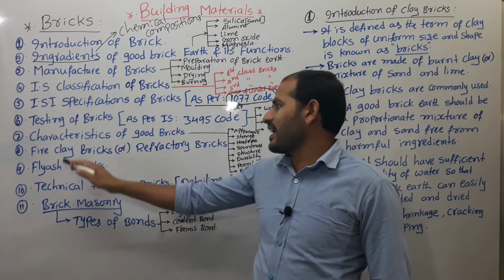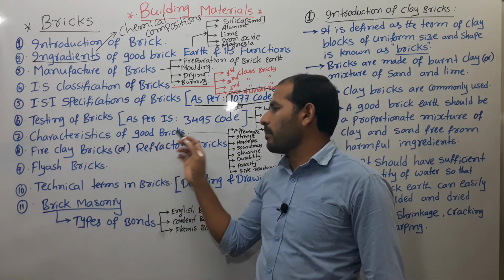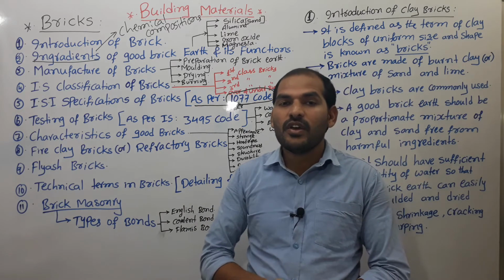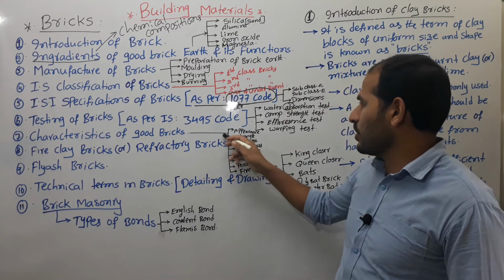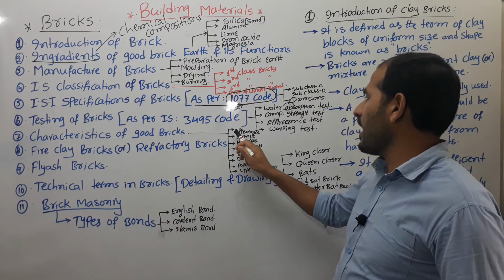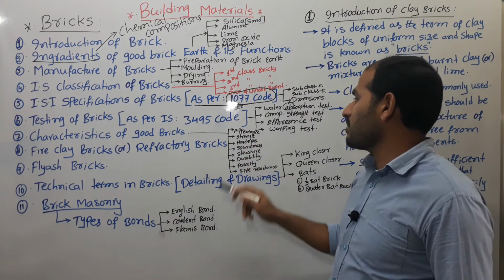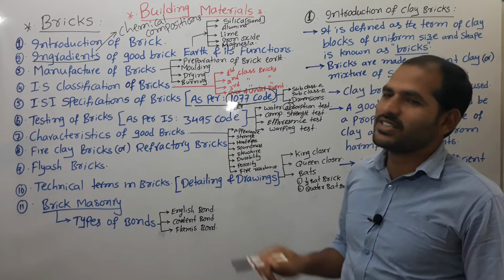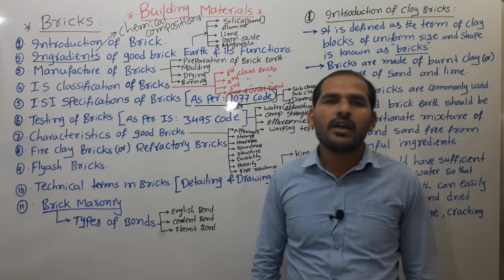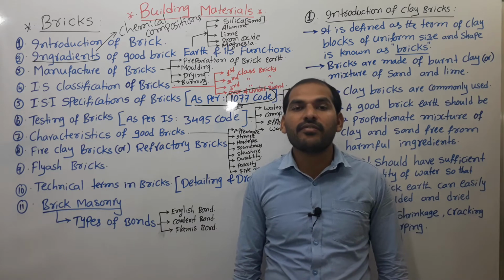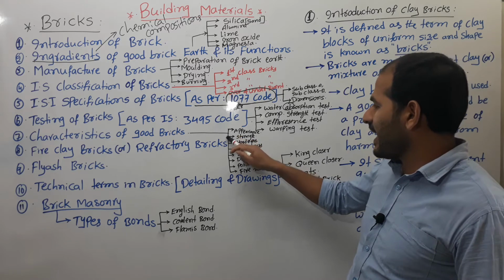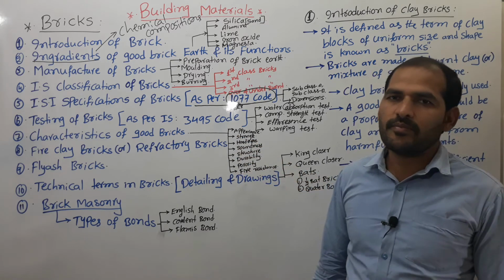And the next one is characteristics of good bricks, right? Characteristics of good bricks means how the bricks are judged: the appearance of the brick, strength of the brick, hardness of the brick, soundness of the brick, structure of the brick, durability of the brick, porosity of the brick, and fire resistance of the bricks, right? So these are the different characteristics of good bricks.